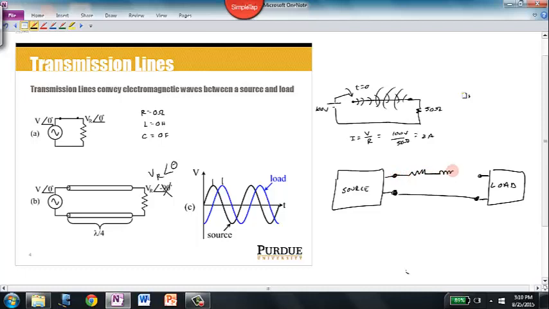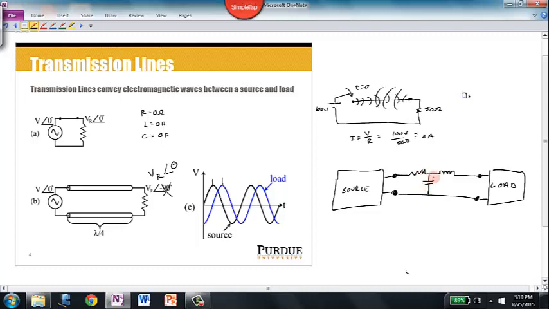They're also going to have a series inductance associated with them. So we've got a series resistance and a series inductance. And additionally, wires are going to have a capacitance between two wires. So between the supply and the return, there's a capacitance that develops between those wires.